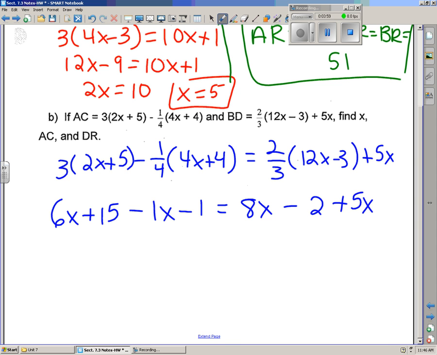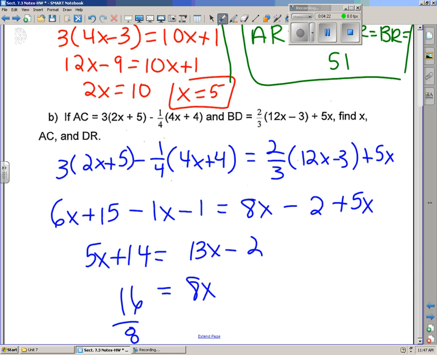So hopefully you know your fractions. On the left-hand side, you really have 5x plus 14. On the right-hand side, you really have 13x minus 2. Subtract 5x from both sides, 8x. Add 2 to both sides, get 16. Divide by 8. And then you get 2 is equal to x.